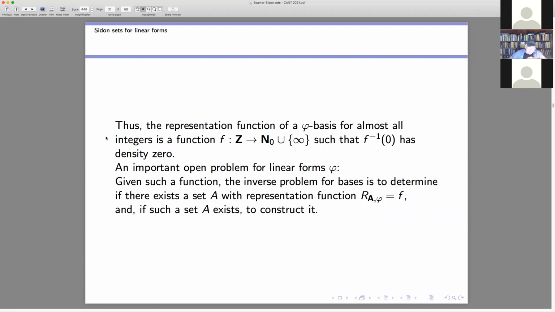And there's a general question, given a linear form, what might be called the inverse problem for bases, is to determine if you have such a function. So you have a function from the integers to the non-negative integers union infinity, and f inverse of 0 has density 0. Can you actually find a set A for which this function f is its representation function? And if there does exist such a set, can you actually construct it in some sense?